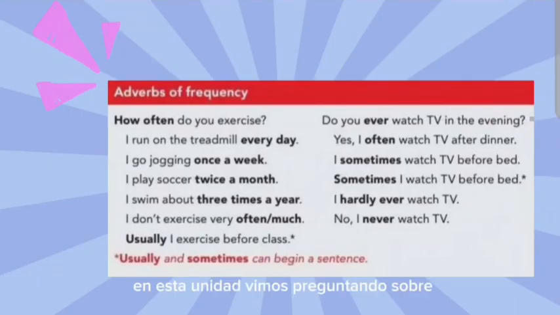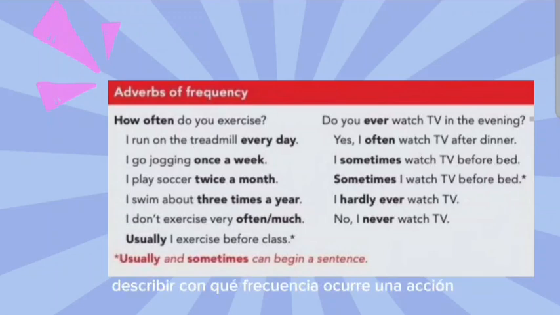In this unit, we saw asking about and describing routines and exercise, talking about frequency, discussing sports and athletes, and talking about abilities.